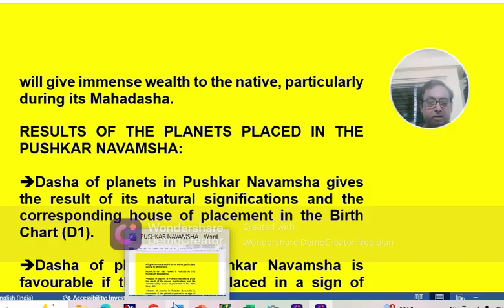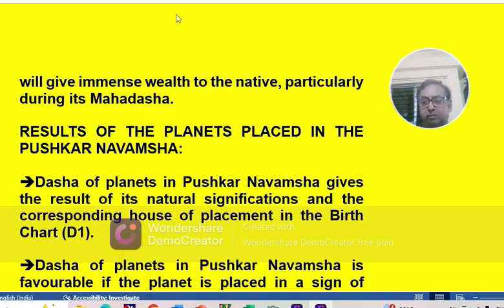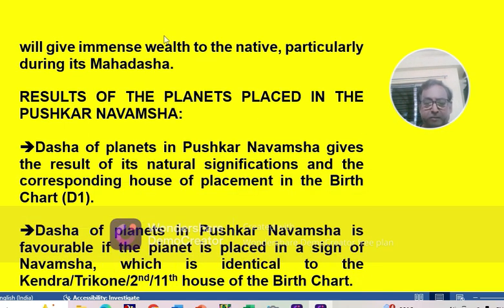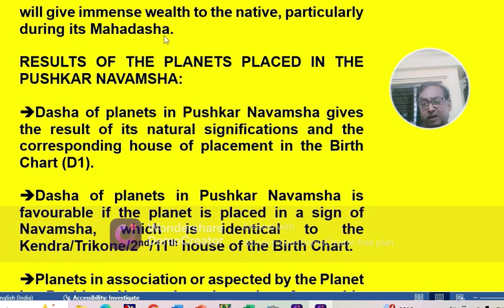Results of the planets placed in the Pushkar Navamsha. These are some synopsis, you can say, I have made. Dasha of planets in Pushkar Navamsha gives the result of its natural significations and the corresponding house of placement in the birth chart. Got my point?